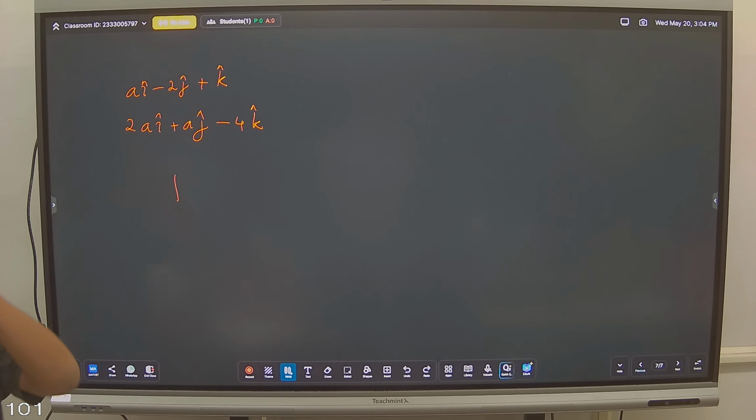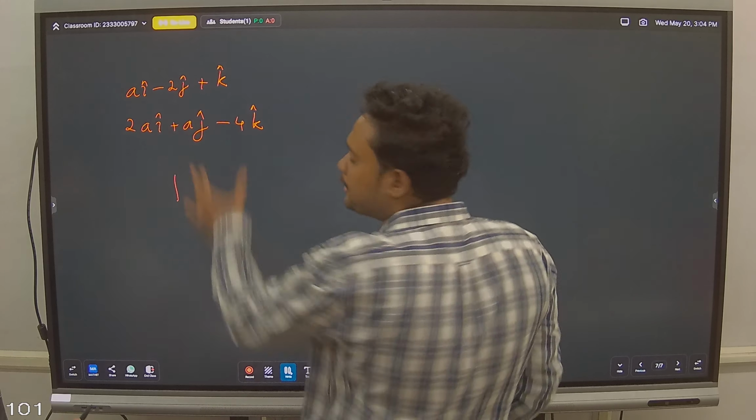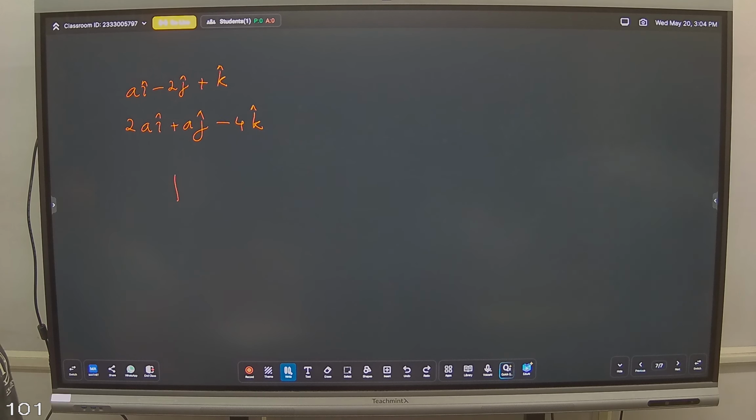Were you able to solve? So what is the condition for these two vectors to be perpendicular? Their dot product should be 0. Right? Their dot product should be 0.